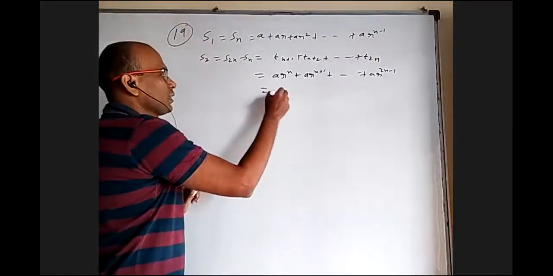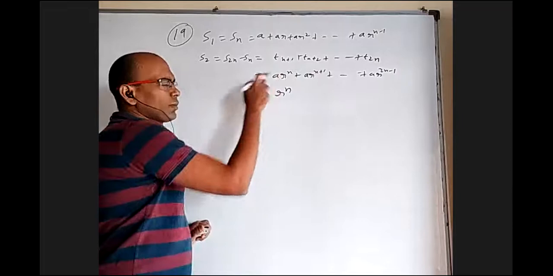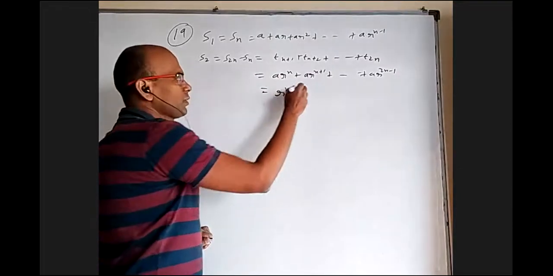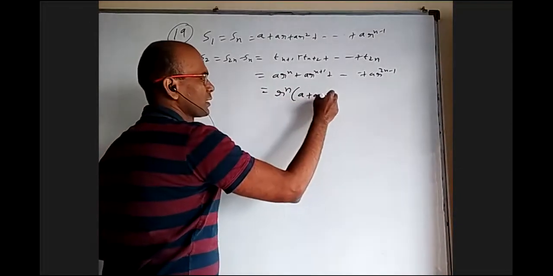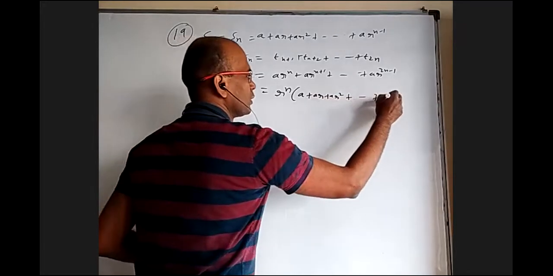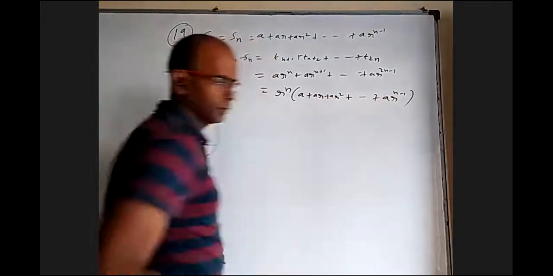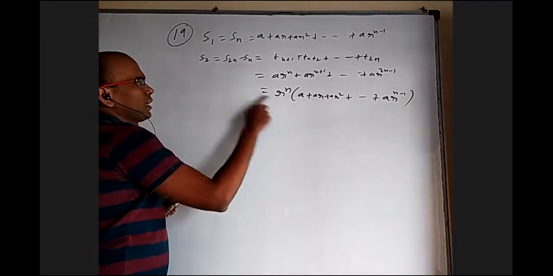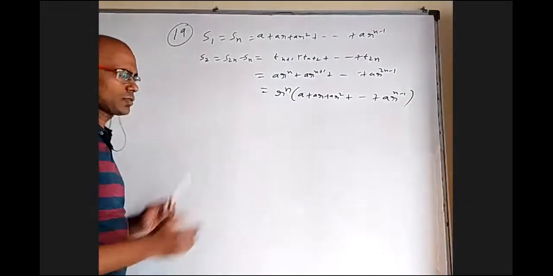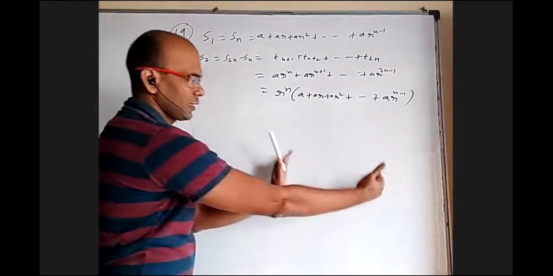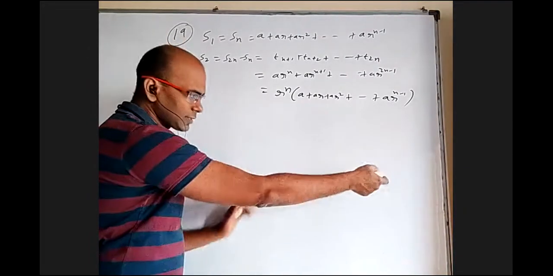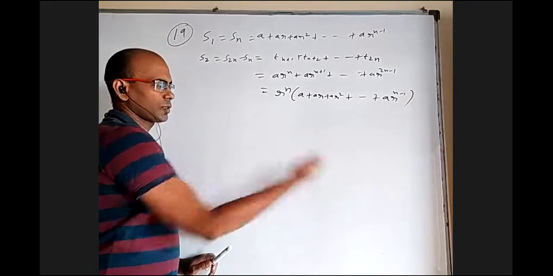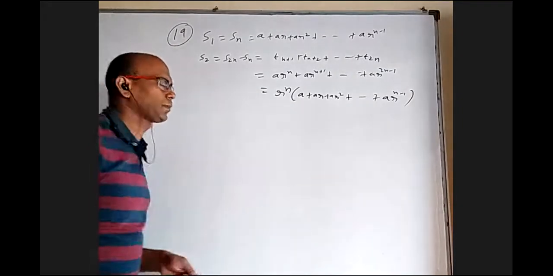If I take r power n common, I could take a common, but I don't want to. If I take r power n common, I'll get a plus ar plus ar square, so on up to ar power n minus 1. So we can see this is r power n times this. Very easy to see. If you take the sum here with the same number of elements later, and take r power n common, this and this will be the same because the number of terms is the same.